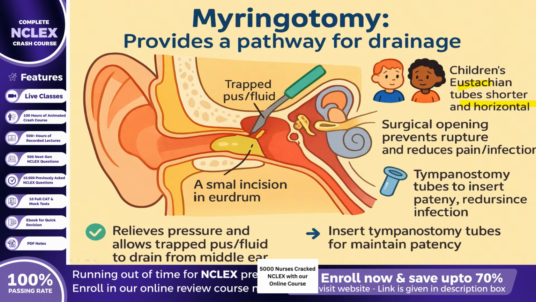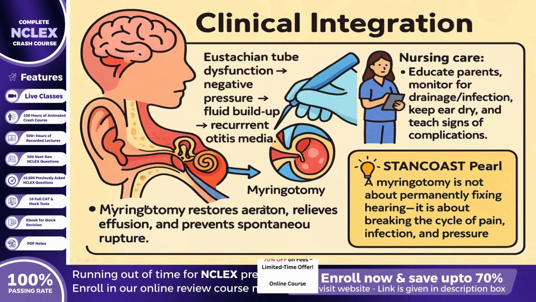By surgically creating a controlled opening, the fluid can drain, pressure is reduced, pain subsides, and the risk of uncontrolled rupture of the eardrum is avoided. Tympanostomy tubes are often inserted at the same time to keep the opening patent, allowing air to circulate and significantly lowering the frequency of future infections. These tubes eventually fall out naturally, but they provide months of relief and protection.